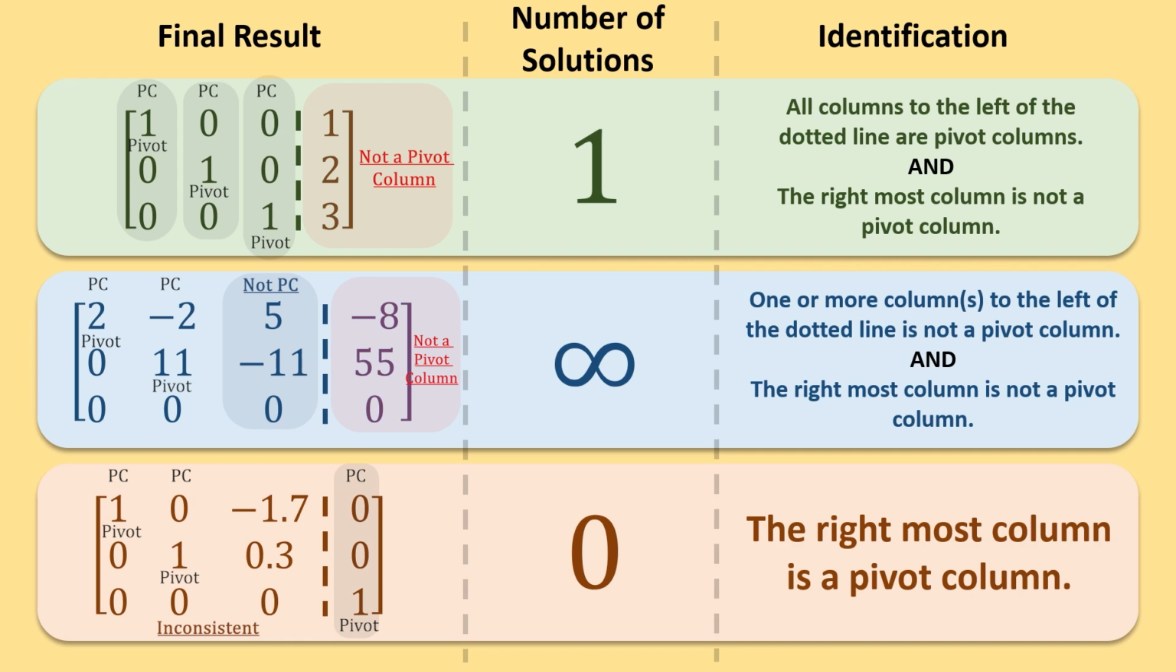Ultimately, after you do Gaussian or Gauss-Jordan elimination, you can determine which of these 3 situations you have on your hands based on where your pivots are located within your resulting matrix.